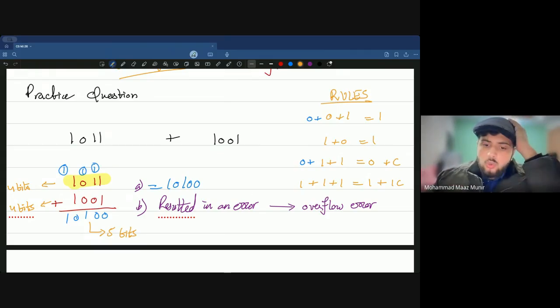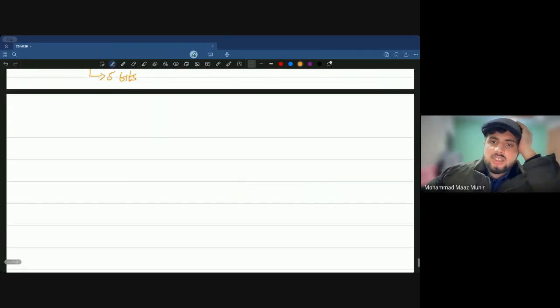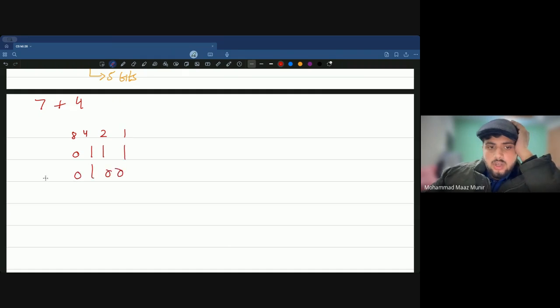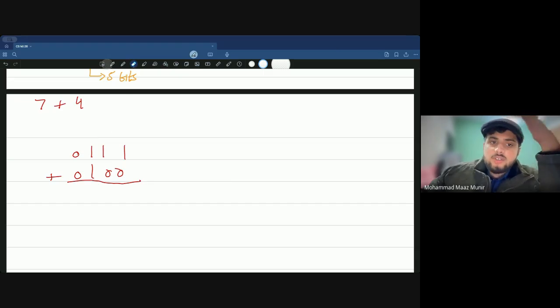But now, let me do one question that is a bit more of a real case. What if I have to add 7 and 4? Let's say 7 and 4. So 1, 2, 4, 8. The binary for 7 is going to be 0, 1, 1, 1. And for 4, it could be 0, 1, 0, 0. If I have to add them, what will the answer be? Let's do that. Just memorize the rules, and when you start practicing, you'll automatically know that it's not that difficult.